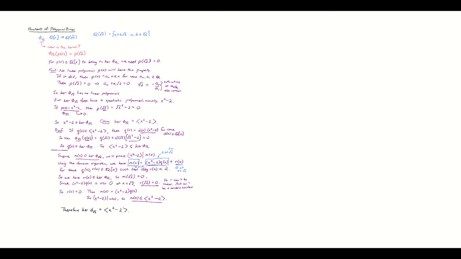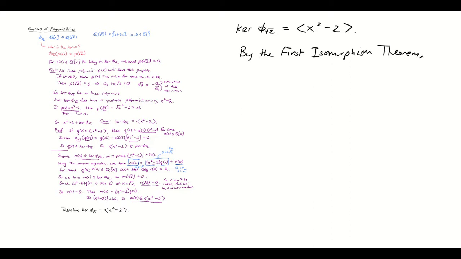The kernel of the evaluation map at root 2 is exactly the set of polynomials that are multiples of x squared minus 2. Now, we're going to pull in the first isomorphism theorem. By the first isomorphism theorem for rings, there we go.